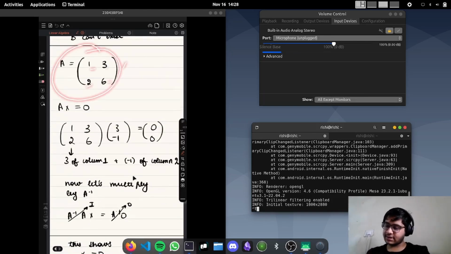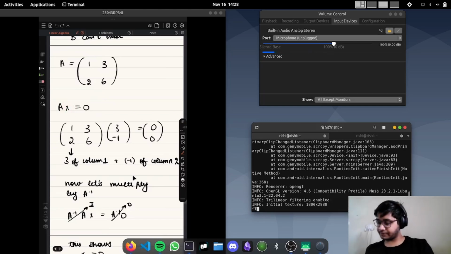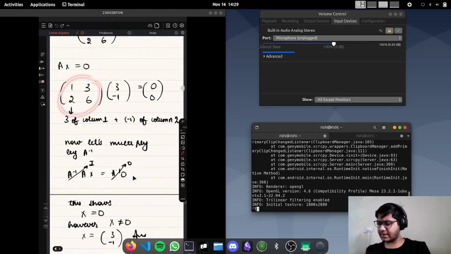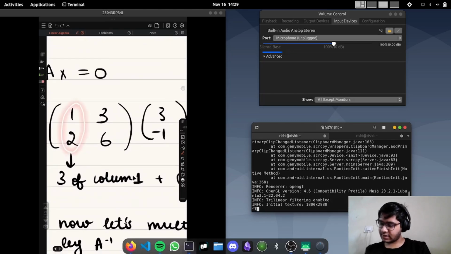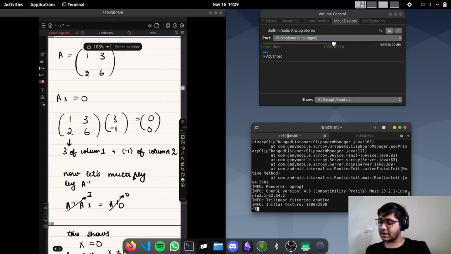A is [1 3; 2 6], and A multiplied by X is 0. We do something like this to make a null space, which we will discuss later. While making a null space, we need to make this 0. We need 3 of this column and negative 1 of this column, which will result in 0.